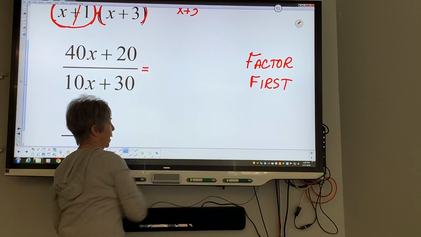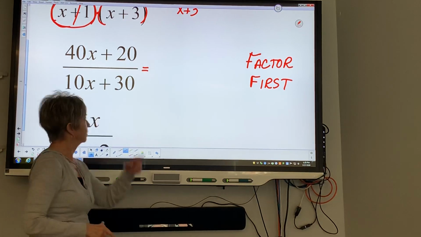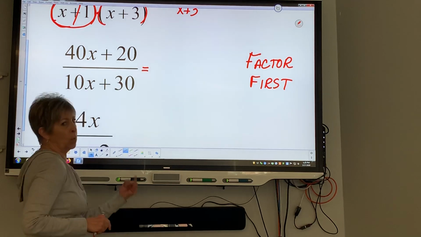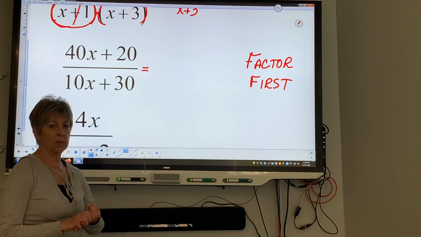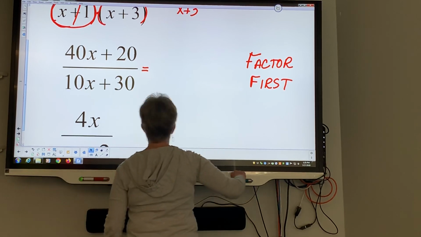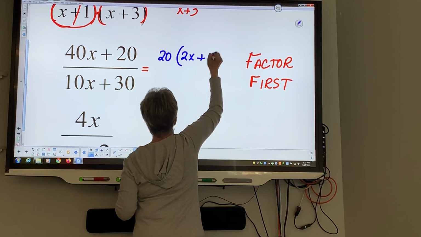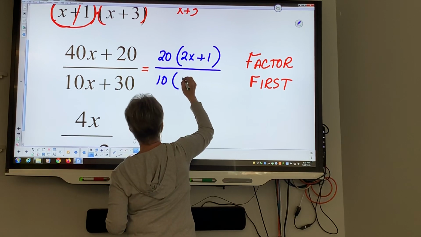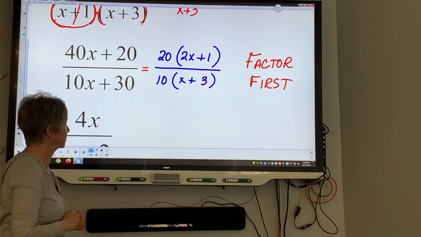And how are we going to factor that? We have 3 basic ways to factor. Trinomial reverse FOIL, but those are not trinomials. Difference of 2 squares, but I don't see squares and I don't see subtraction signs for differences. So my only other method is the one we usually forget about, GCF. So I am going to take a GCF of 20 out of the numerator, and that is going to leave me with 2x plus 1. I'm going to take a 10, that's the greatest common factor, out of the denominator, and that's going to leave me x plus 3.